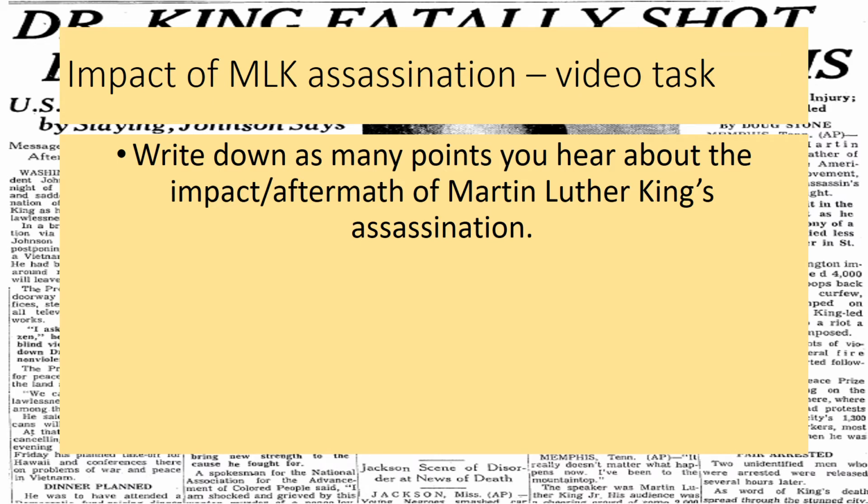The second task is to have a look at the impact of Martin Luther King's assassination. We're going to play a video, and all I would like you to do whilst watching is write down as many points as you can hear about the impact or the aftermath of this assassination, and we will then discuss some key points afterwards. The video is about 5 minutes long, so whilst you're watching, there is space on your worksheet to jot down these ideas, please.